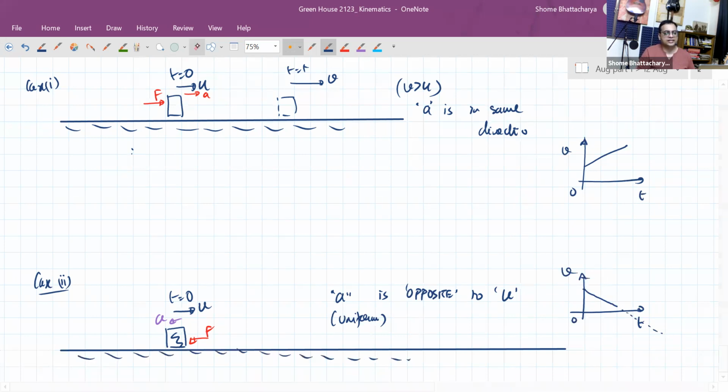So this is the second case possible, and there's no third case. Okay, I mean, you can of course swap the directions, but the important thing is either U and A are in the same direction or they are in opposite directions. There's nothing else that's possible.